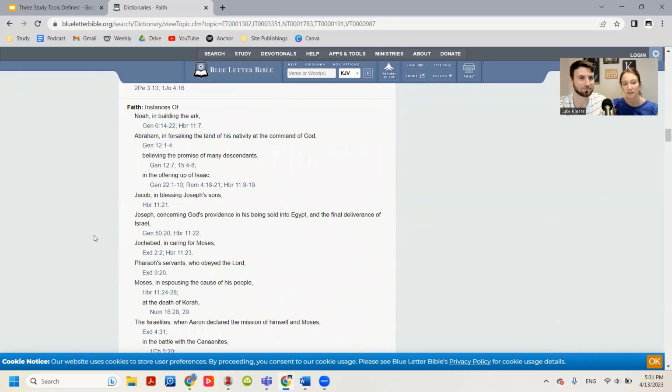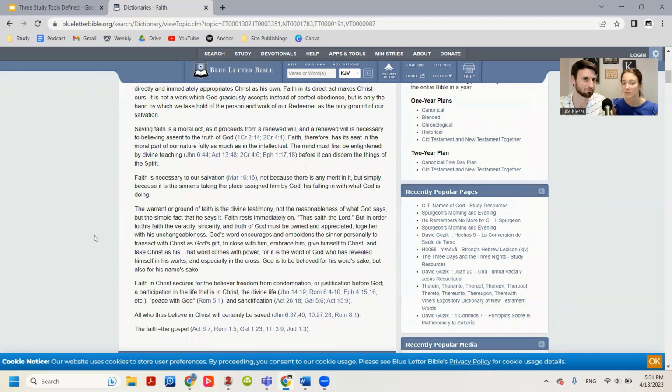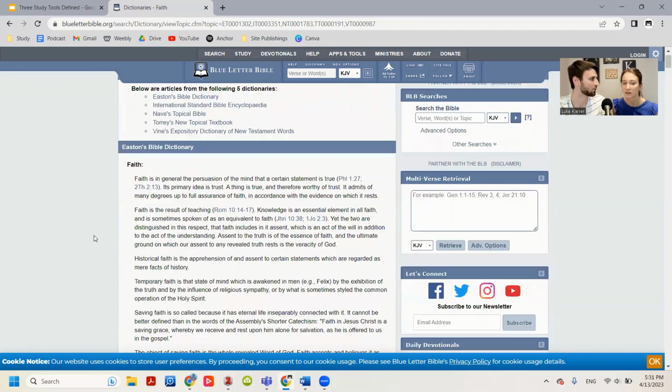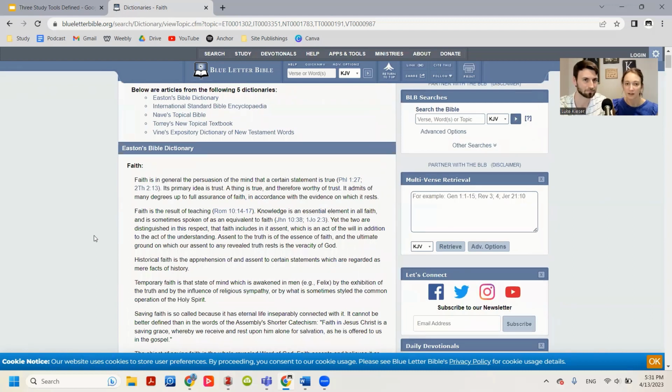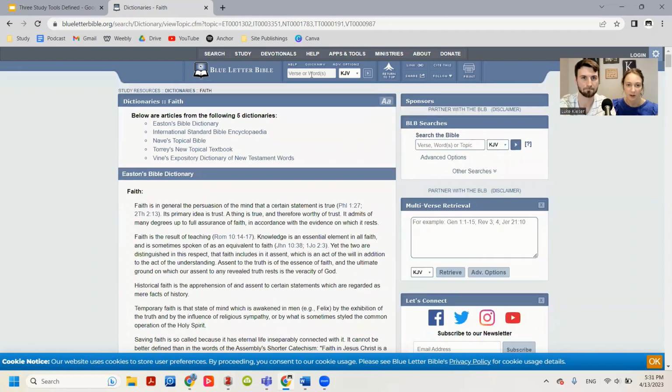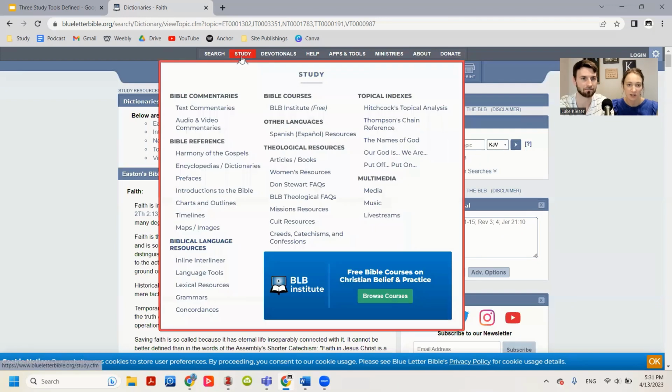But you get the gist. So most dictionaries are going to look more like Easton's Bible, where it's giving you a full paragraph explanation. And you got there by doing study. I went to study, and then dictionaries.